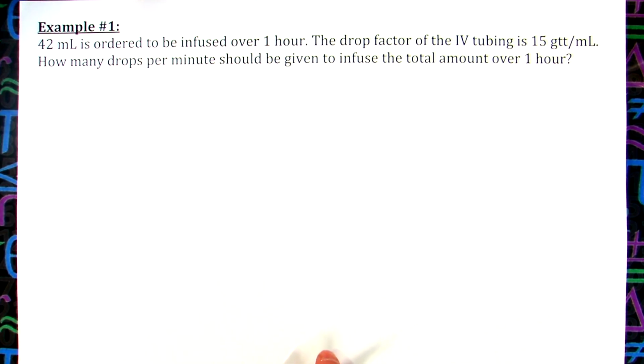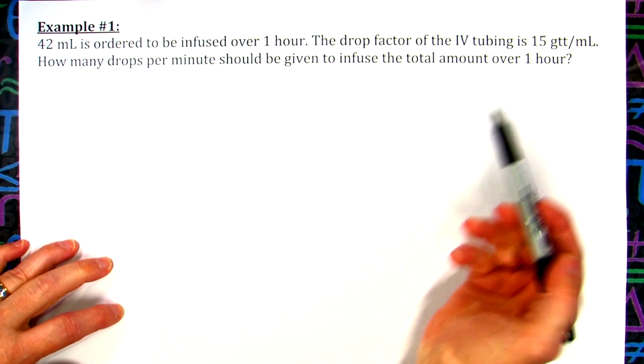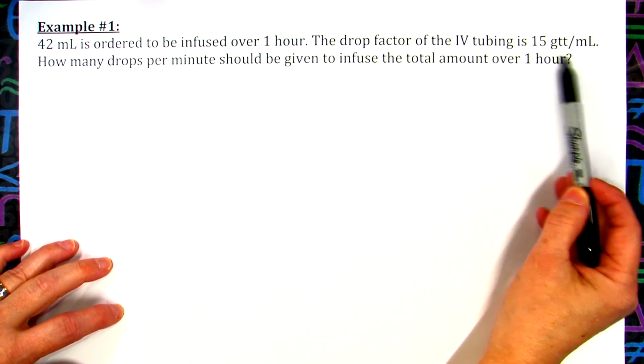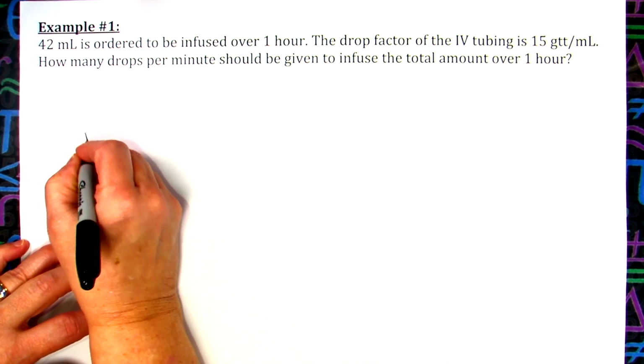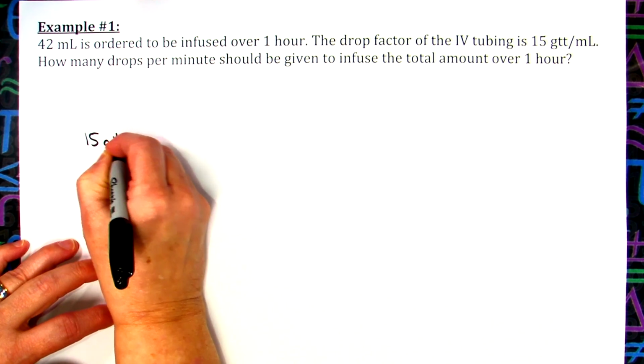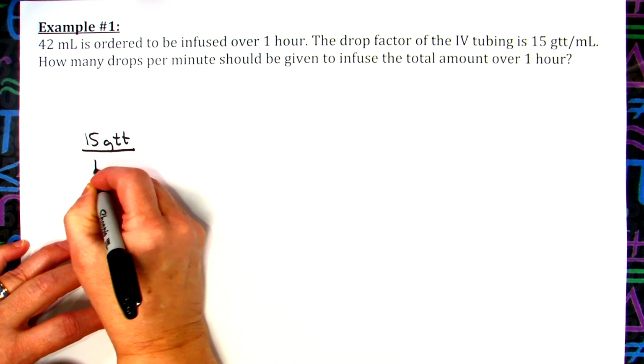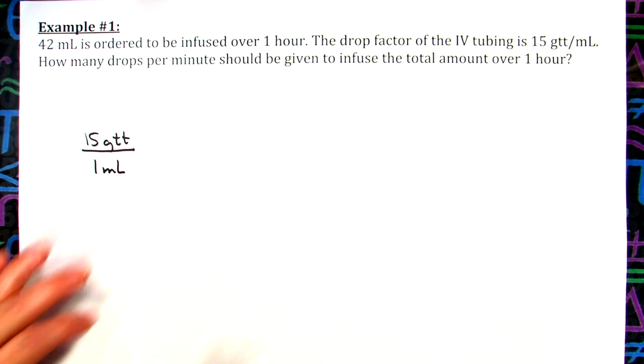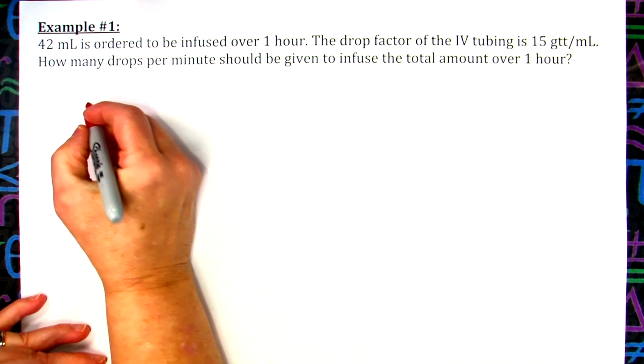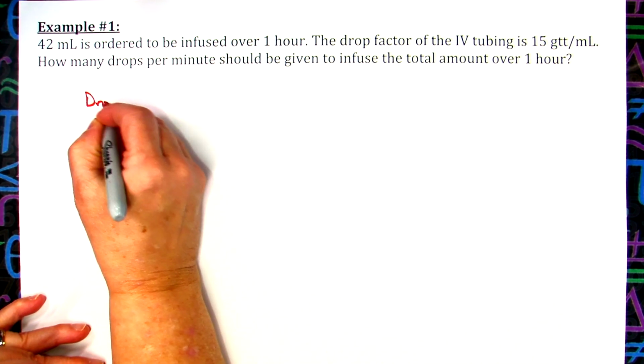So what we're going to do here is start with our drop factor. That's 15 drops per milliliter. So I'm going to do 15 drops, and I'm going to put that on top. I'm going to have the 1 milliliter on the bottom because I am going to set this up for unit analysis. So let's go ahead and label this our drop factor.